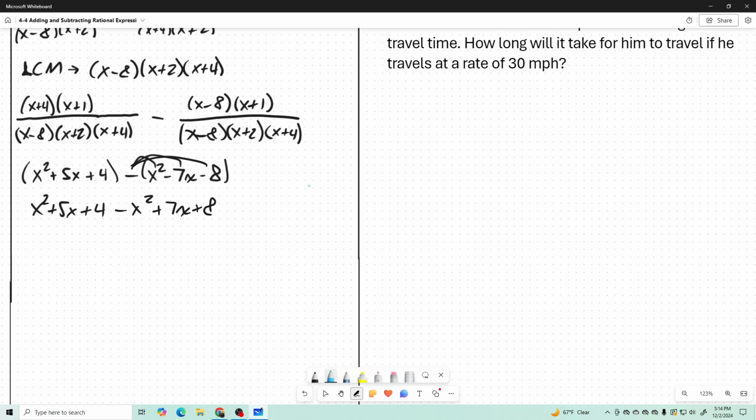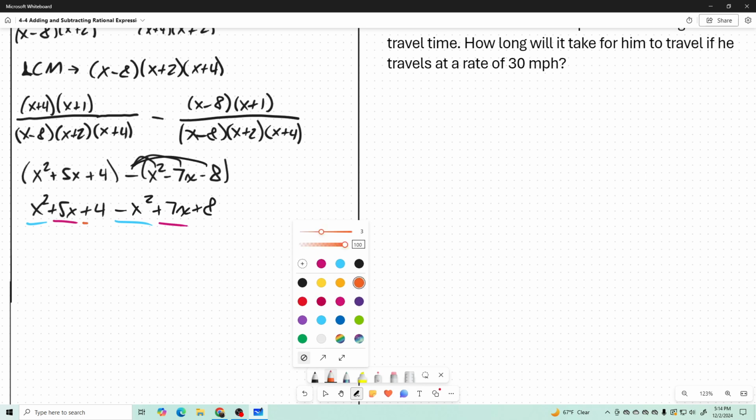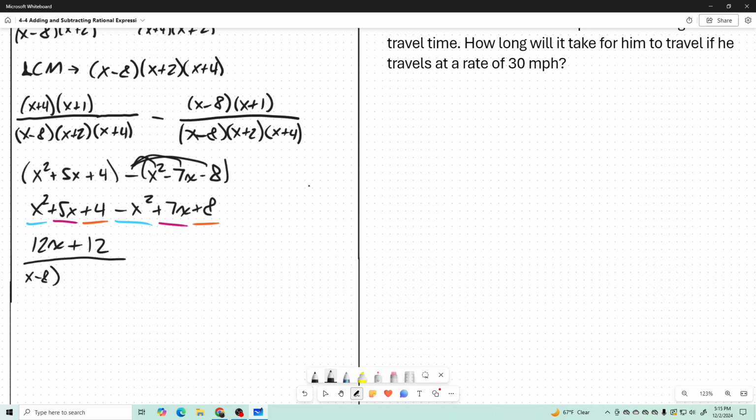Okay. So, x squared. That's fun. And then let's go with this nice magenta color. And then orange. That sounds cool. Okay. So x squared minus x squared, zip, and then we have 5x plus 7x is 12x. And then we have 4 plus 8, which is 12. Okay. So 12x plus 12 is our entire numerator, right? And then our denominator is the same as it was before. So x minus 8 times x plus 2 times x plus 4.